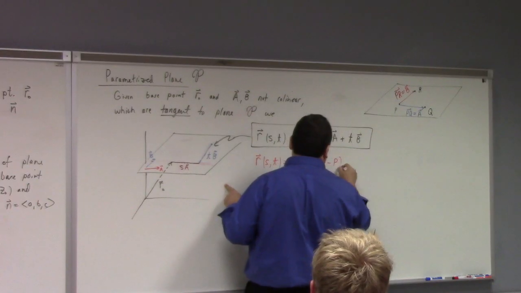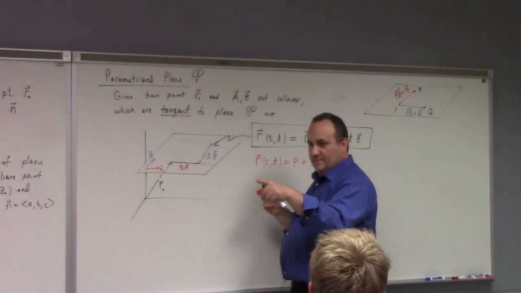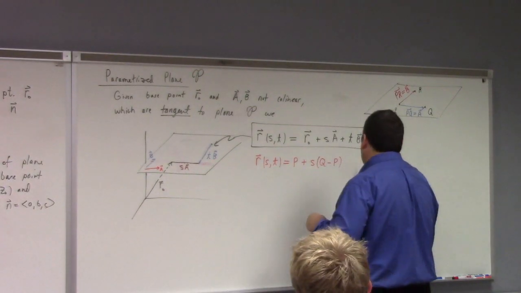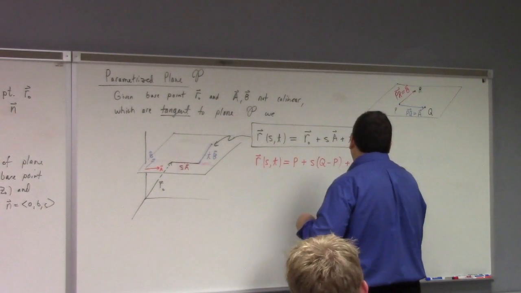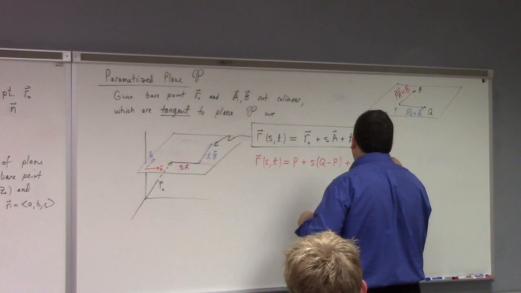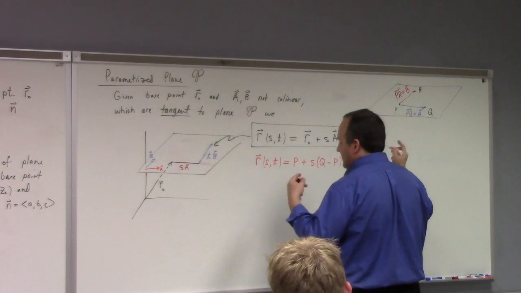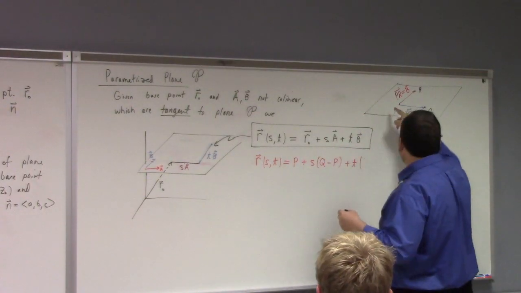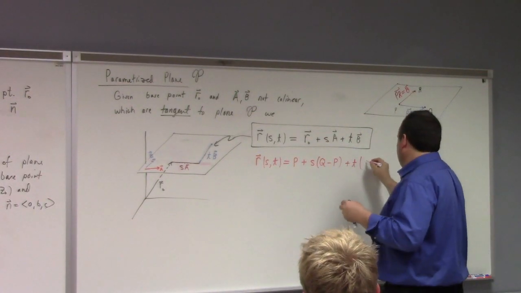Yeah. There's a typo in the notes about that. Page 13. I'll fix that sometime soon. I've got P minus Q where I meant to put Q minus P, or vice versa. And then the T B vector is R minus P.